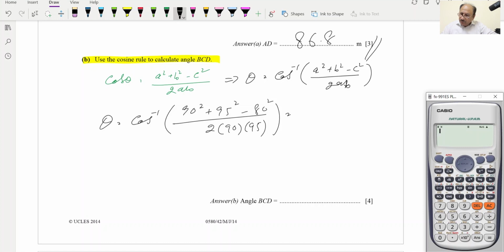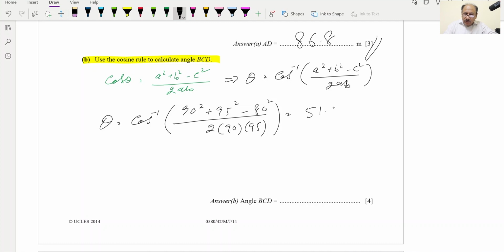This will be shift cos of fraction 90 squared plus 95 squared minus 80 squared, and over this will be 2 into 90 into 95, and bracket close, and this is equal to 51.1566. So we can write 51.16 degrees. So our answer will be 51.16, or we can write 51.2 up to 3 significant figures, and we can write 51.2 degrees. Hopefully you understood this.